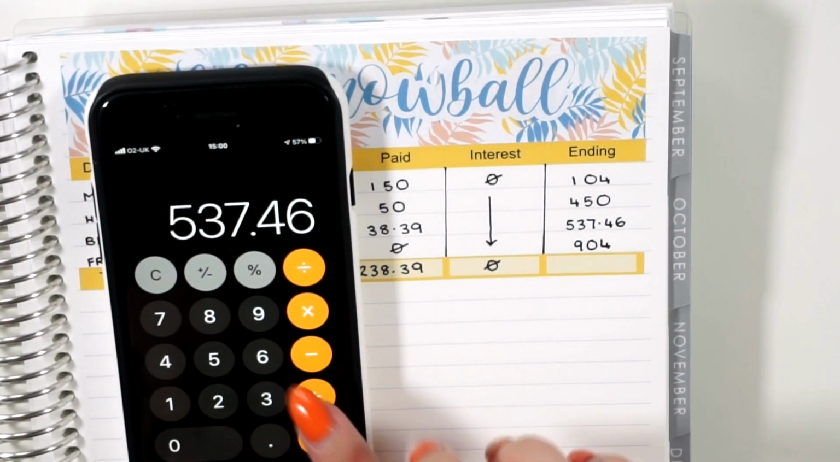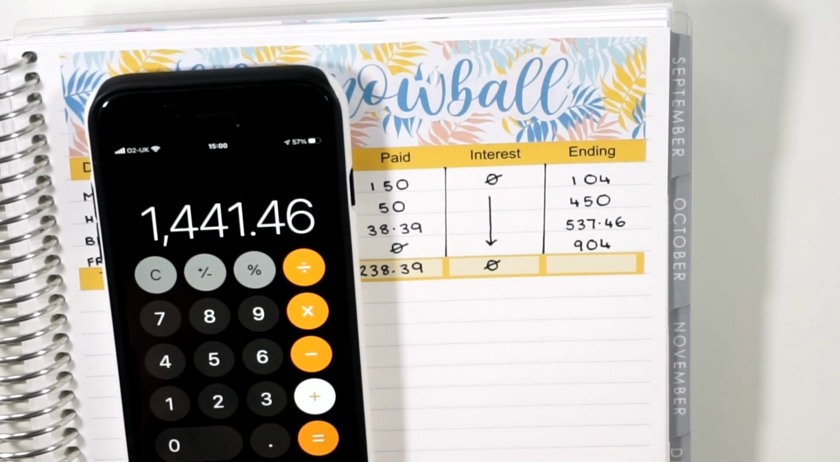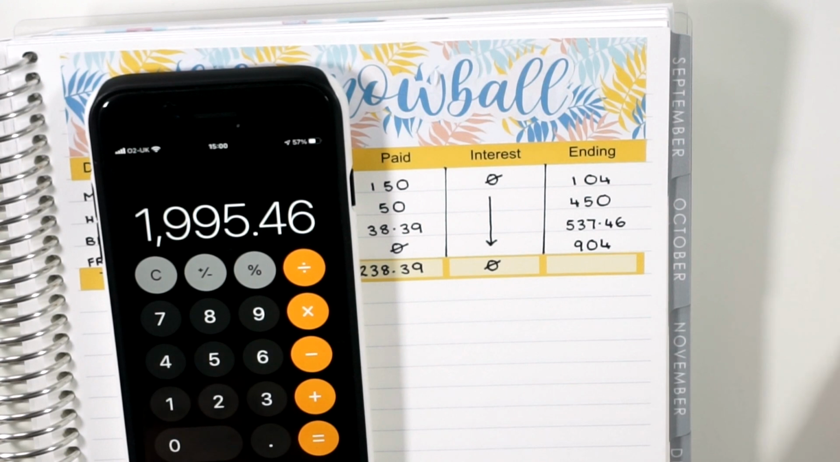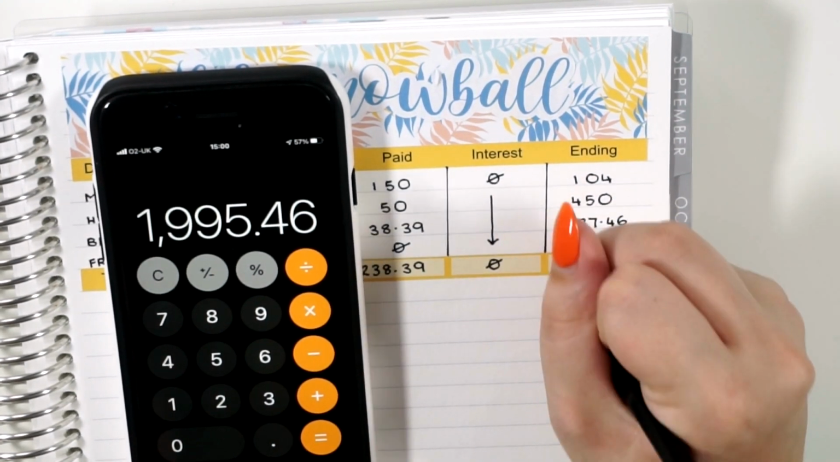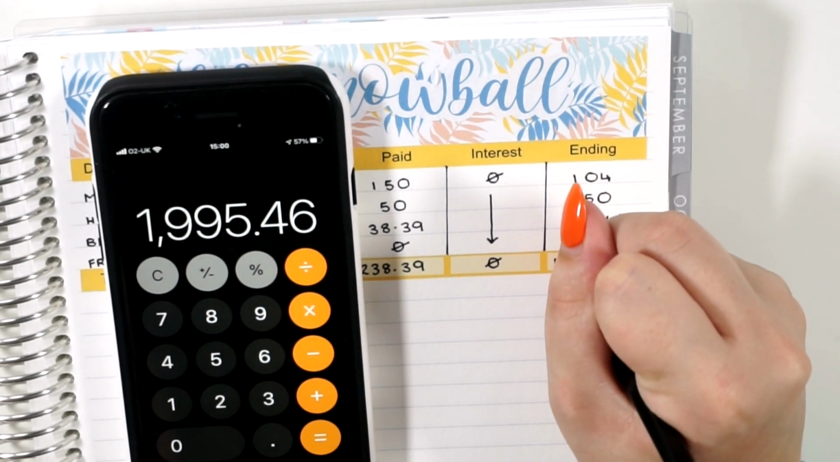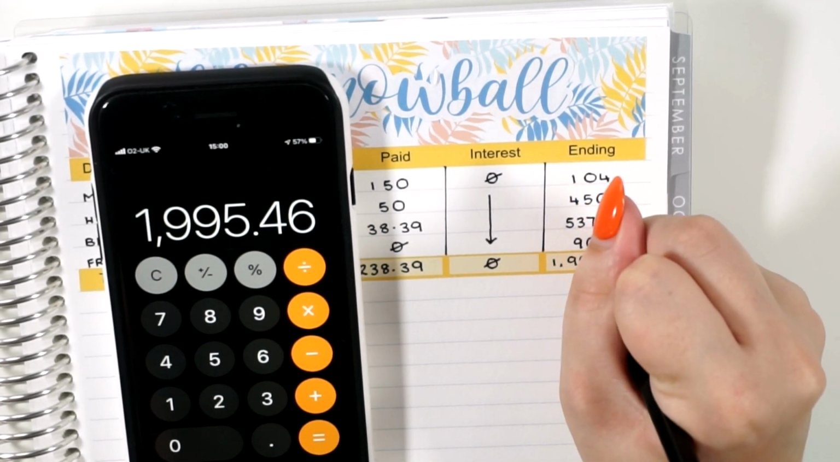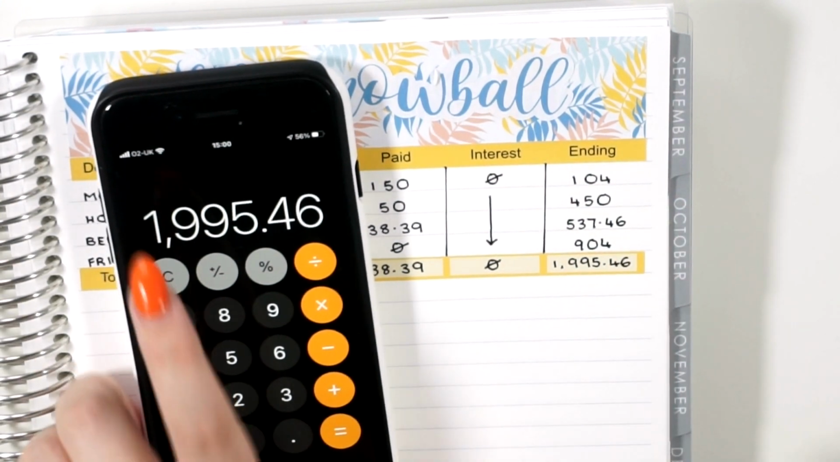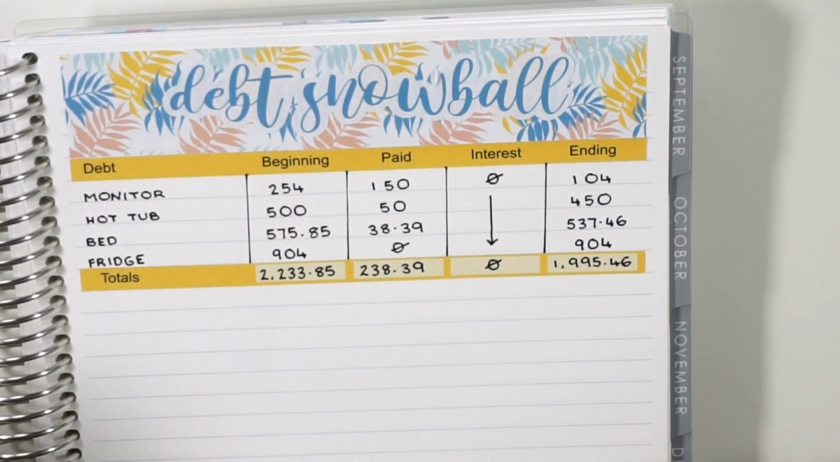So our overall debt amount is, oh, we're under 2,000. Perfect, is £1,995.46. So we have broken that £2,000 mark, which is super.